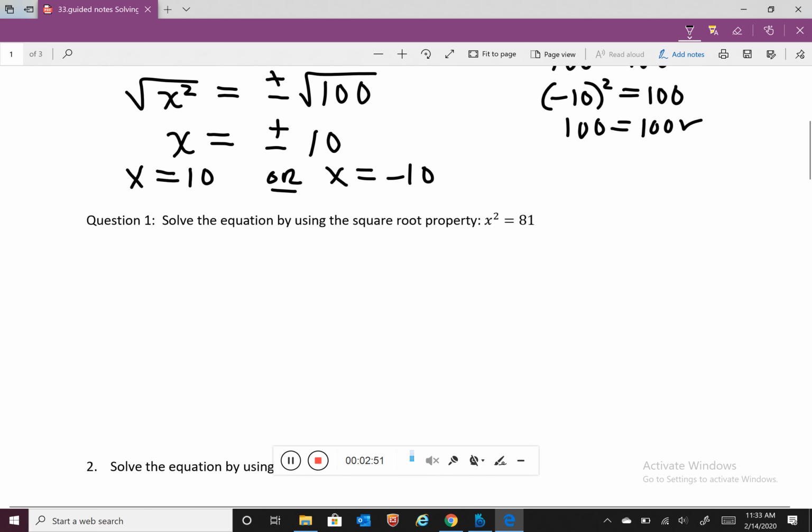Question 1, you're going to solve by using the square root property x squared equals 81.